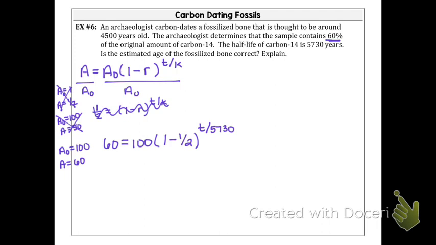So first thing I'm going to do is get this exponential part by itself. So I'm going to divide by 100. And I end up with 0.6 equals, I'll do the 1 minus 1/2, which is 1/2, or you could use 0.5, it doesn't matter, raised to the t divided by the 5730. Now, no coincidence that we ended up with a 0.6. Because remember earlier when I was saying no matter which way you go, you'll end up with 1/2 there? Well, we had 60% left here, so we end up with 60%, which is 0.6.